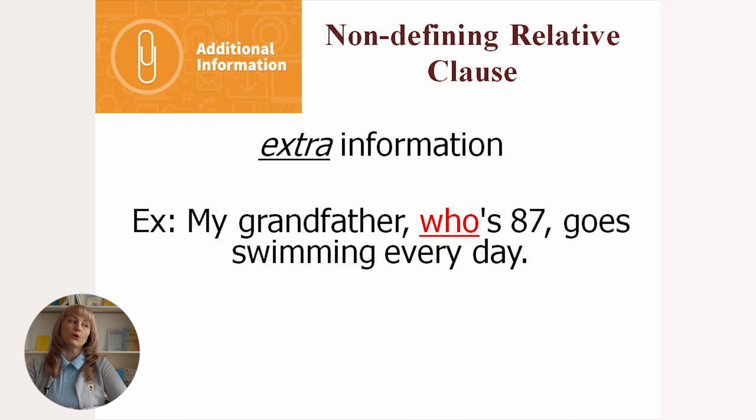The second type of relative clauses is the non-defining one, which gives us extra additional information about a person or thing mentioned. So, let's see the example. My grandfather, who is 87, goes swimming every day. We have used here the relative pronoun who, and we have extra information, 87, the age.